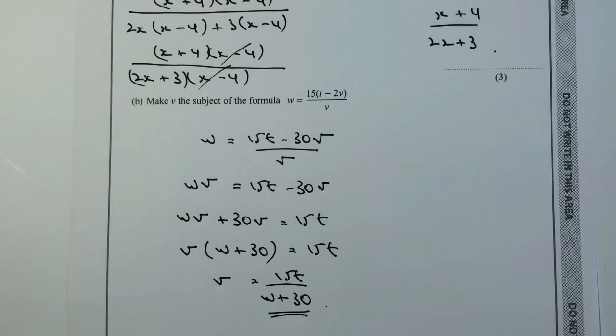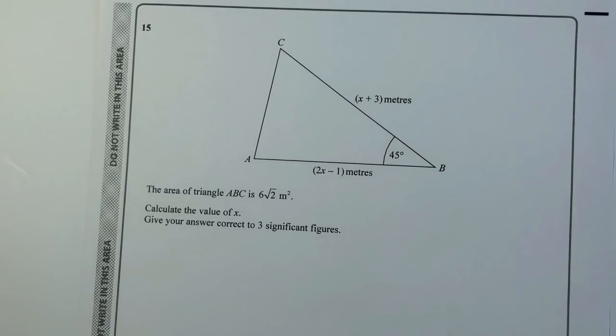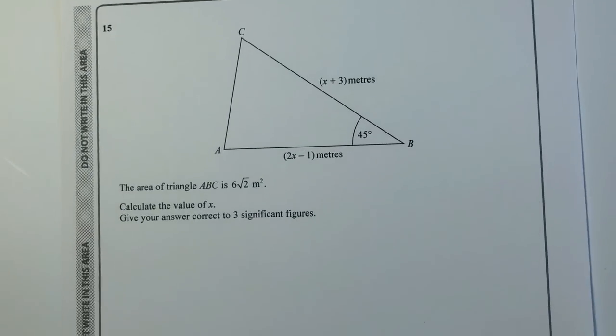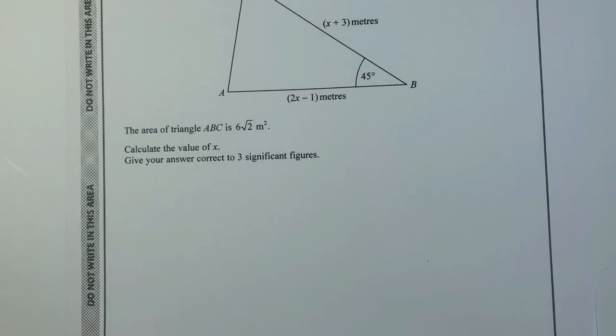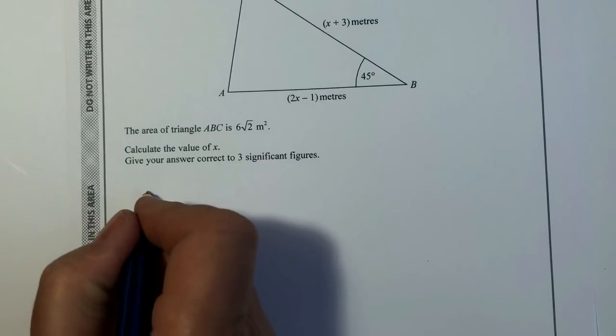Let's move on. I think this will probably be the final question in this particular video, where we're going to move on to question number 15, which is dealing with a triangle, and what it tells us is that the area of the triangle is 6 root 2 meters squared, and we're going to use that information to work out the value of x.